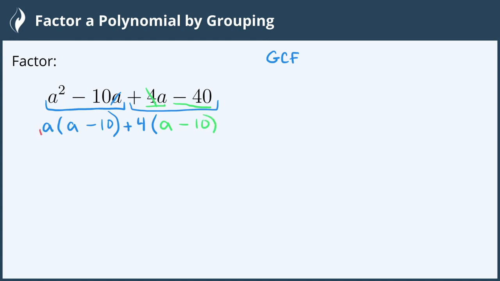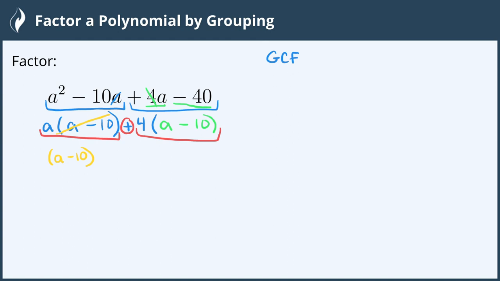Now I have two very large terms here and here, again separated by an addition or subtraction sign. And within these, I have another greatest common factor. And this factor is actually a binomial, a minus 10. It's in common with both of these terms.